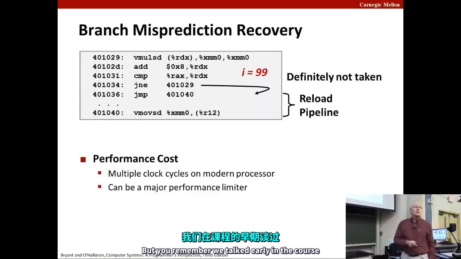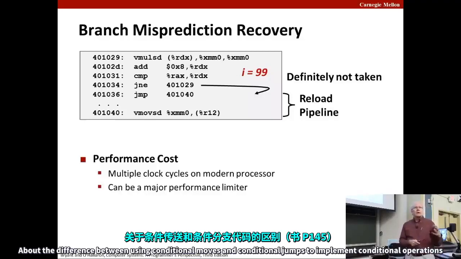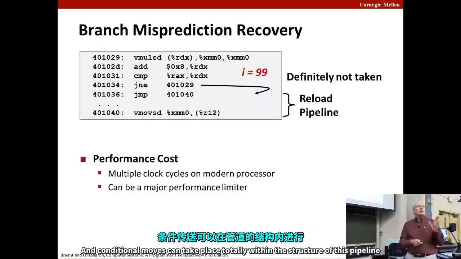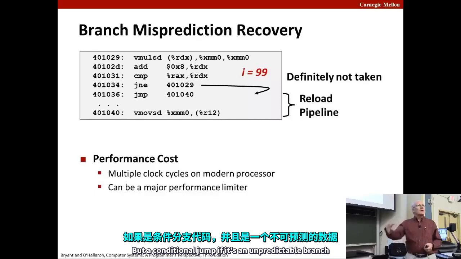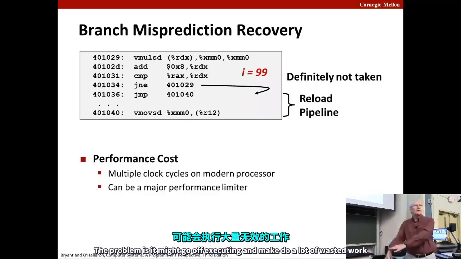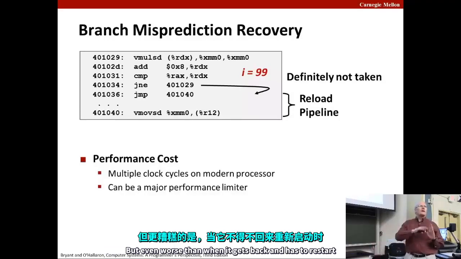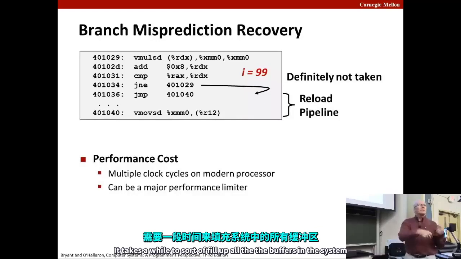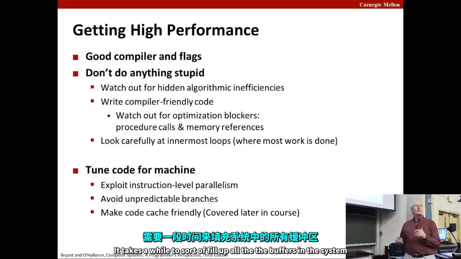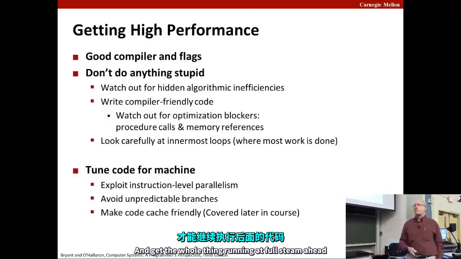But you remember we talked early in the course about the difference between using conditional moves and conditional jumps to implement conditional operations. And conditional moves can take place totally within the structure of this pipeline. But a conditional jump, if it's an unpredictable branch, the problem is it might go off executing and do a lot of wasted work, but even worse than when it gets back and has to restart, it takes a while to sort of fill up all the buffers in the system and get the whole thing running at full steam ahead.